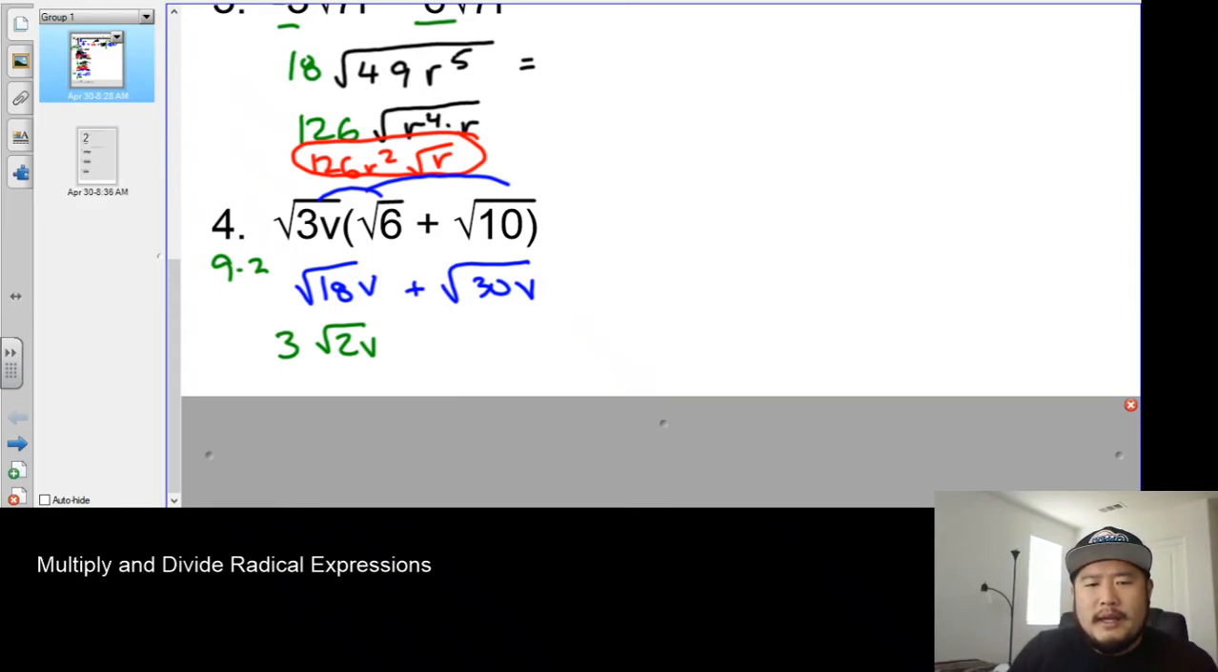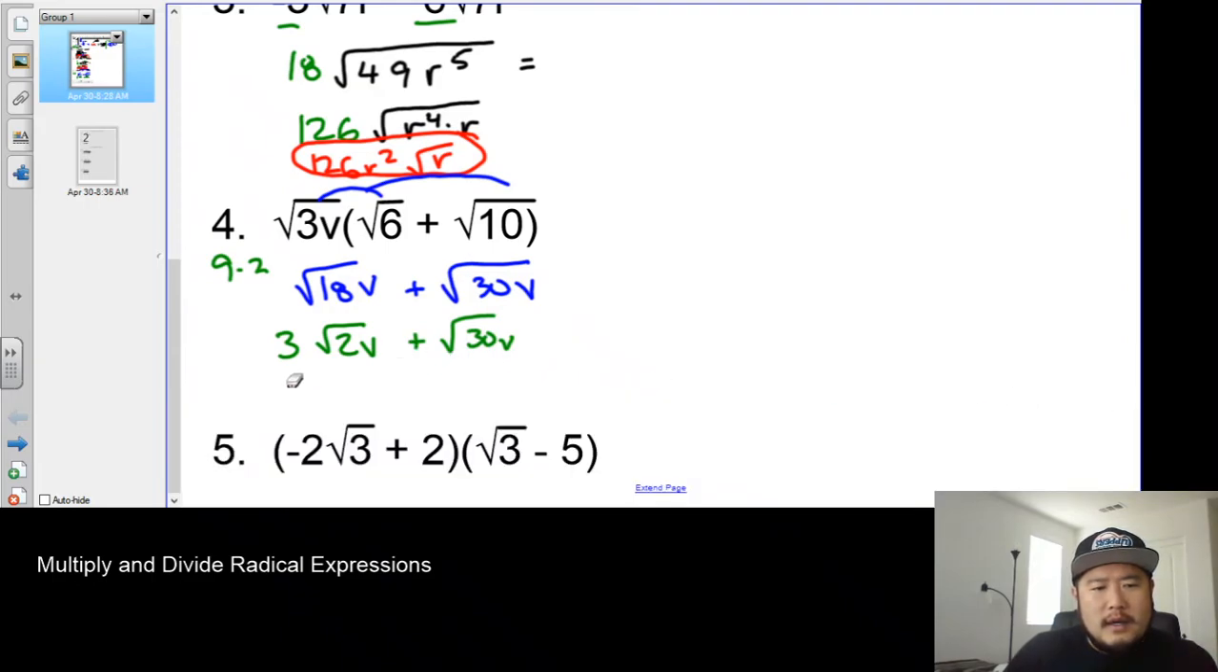So let's think if there's any others. 6 and 5. I can't take the square root of 6 or 5. So the best bet would be the square root of 30. Okay, there it is. There you have it. Number 5.